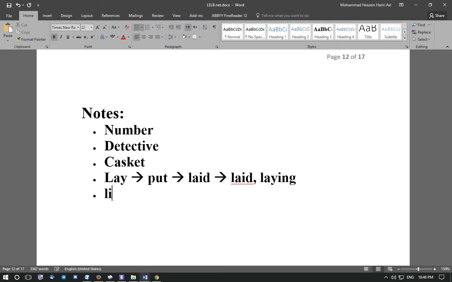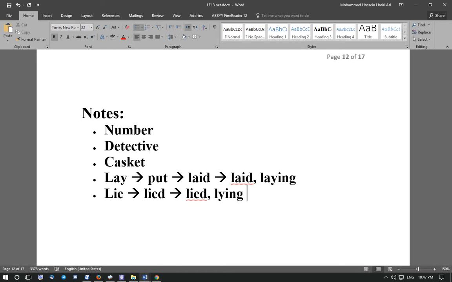We have lie. It means actually to tell something, to tell a lie, to tell the untruth. As a matter of fact, when you tell a lie, it means that you tell something that is not correct. And the past form of that is lied, and the past participle is lied, the same. Okay, and the gerund form is lying.